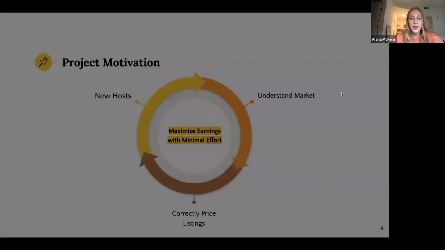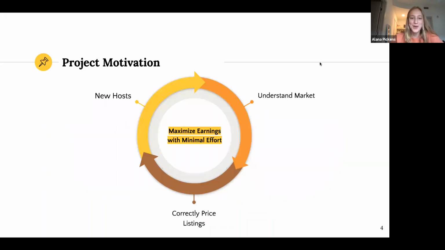The motivation behind our project was to develop a predictive model that could price listings for new Airbnb hosts. So when a host joins Airbnb, they can get a clear understanding of the market and easily price their listings by using our model in order to maximize earnings with minimal effort.